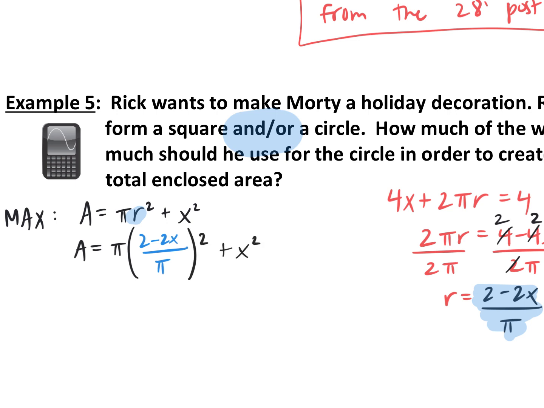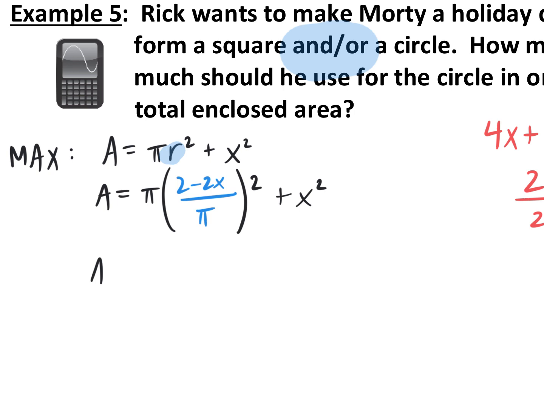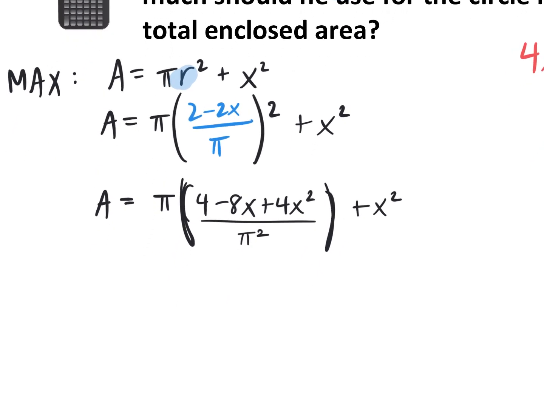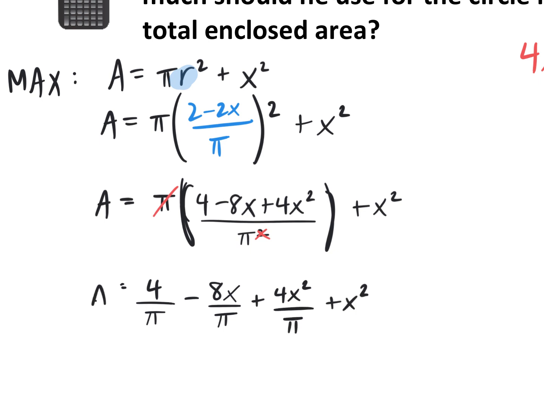squared plus x squared. Okay, before I take the derivative of this thing, let's simplify it to make our lives easier. So I get A equals pi times, this would be 4 minus 8x plus 4x squared, divided by pi squared, plus x squared. So then my pi's would go away, so I'd be left with just 1 in the denominator there. So I've got 4 over pi minus 8x over pi plus 4x squared over pi plus x squared.